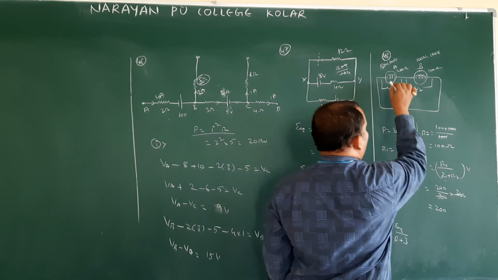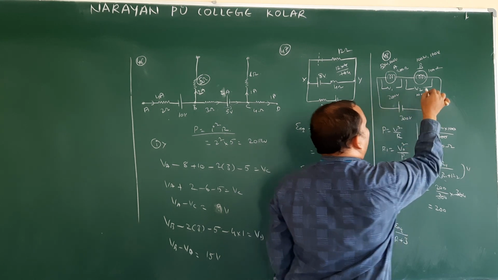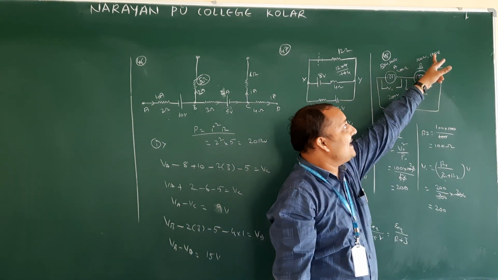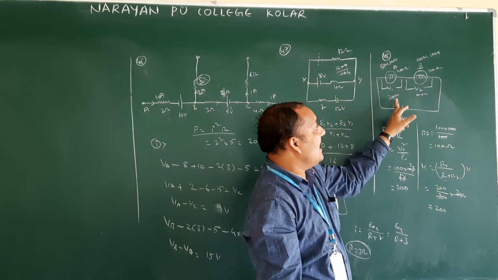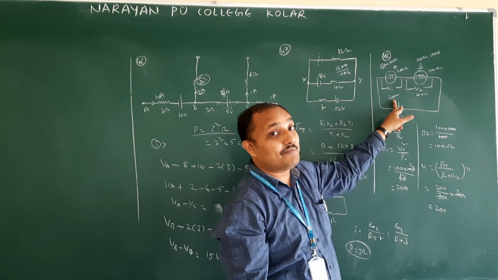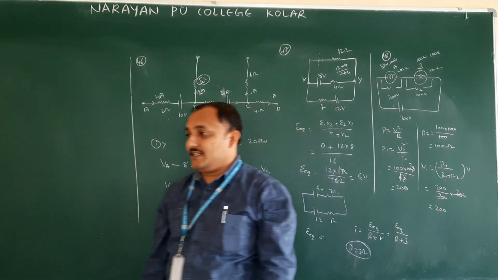So this is 200 volts. This is 300, which means this one will become 100 volts. See here, the rated voltage is 100, the applied voltage is 100. Here the rated voltage is 100, the applied voltage is 200. Now which bulb is going to fuse? Bulb A will fuse. So that is the answer.